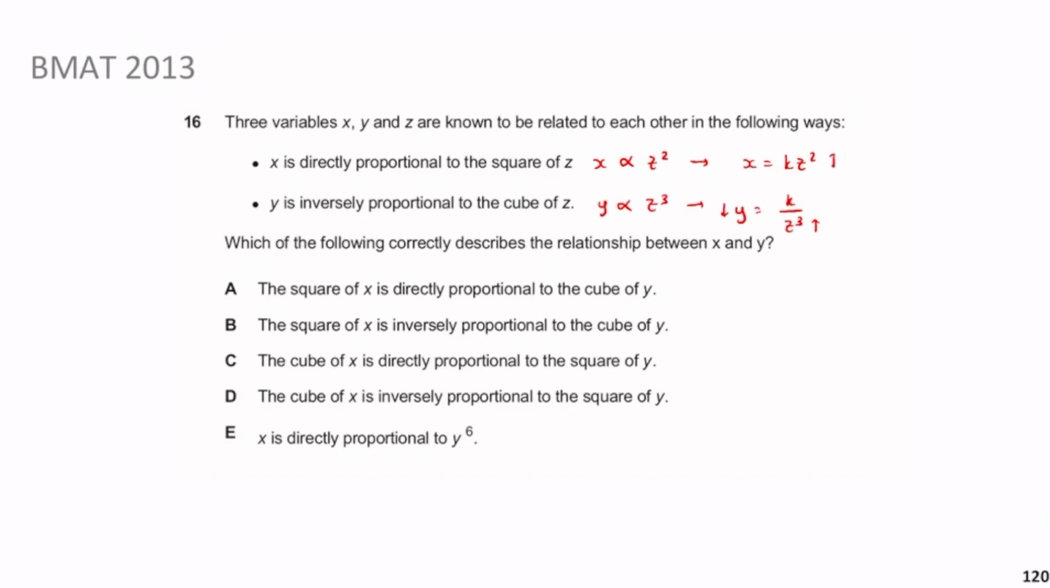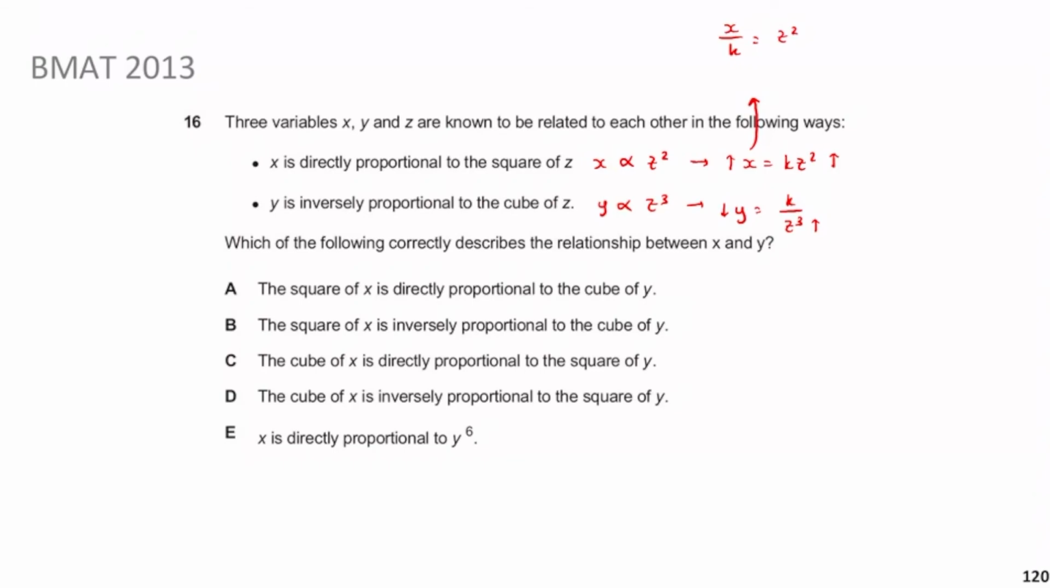Whereas here, when z goes up, x goes up. That's directly proportional. Whereas when z goes up, y goes down. That's inversely proportional, right? And then we need to essentially bring x and y together, but we have a third variable. So what we can do here, guys, is I'm going to take this equation here. I'm going to say x over k equals z squared, right? And then I'm going to turn this into z to the power of 6.